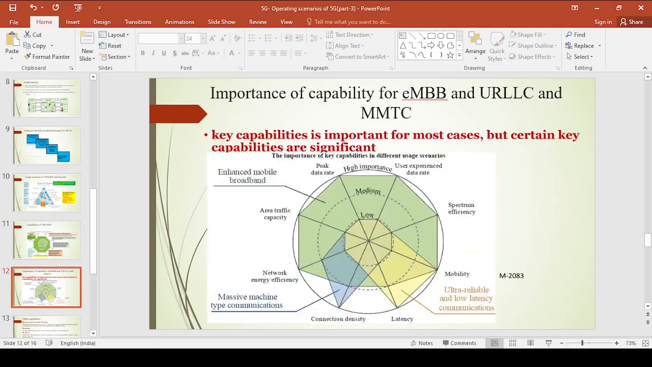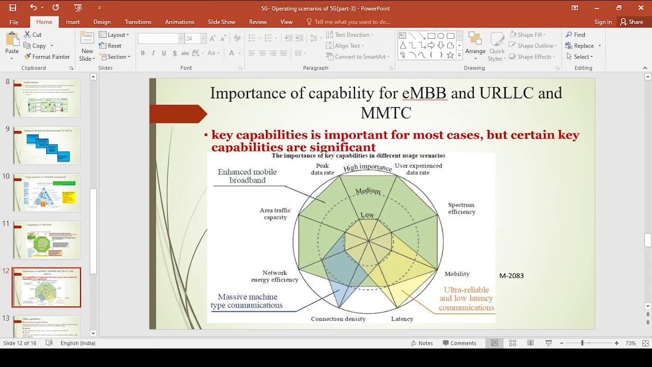Now coming to the next slide. In this slide we will discuss the importance of capabilities for eMBB, nothing but enhanced mobile broadband, and next you have URLLC, nothing but ultra reliable low latency communication, and next we have mMTC, massive machine type communication. All the usage scenarios of 5G or beyond 5G are categorized into 3 modules. Those include enhanced mobile broadband, ultra reliable low latency communication, and massive machine type communication, right?